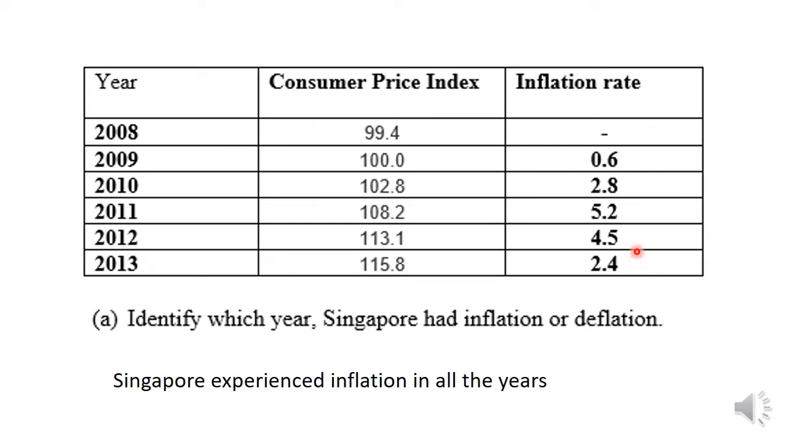Now how do we describe price change, for instance, between 09 and 10, where there's 0.6, then it becomes 2.8? This means that prices are increasing, and increasing at an increasing rate. Prices are increasing by 0.6% in 2009 and then 2.8% in 2010. Prices are going up at a faster rate, and then faster still in 2011, before the speed of price increase begins to slow down.